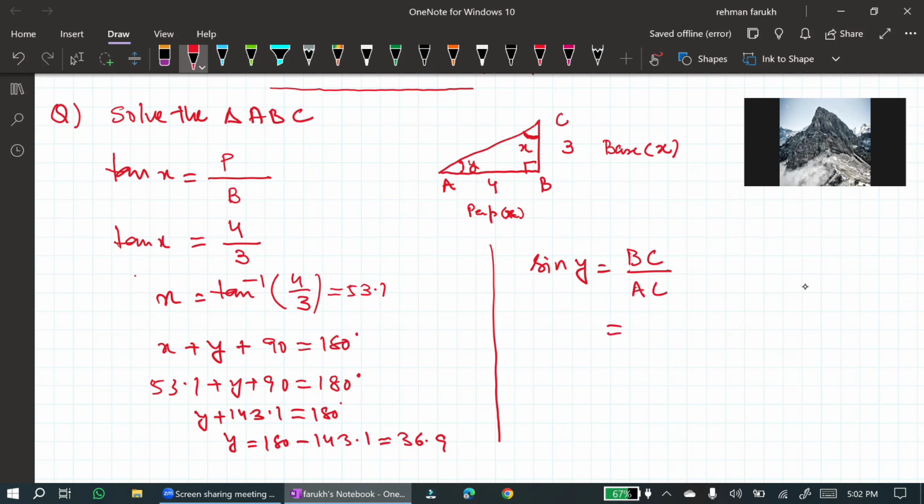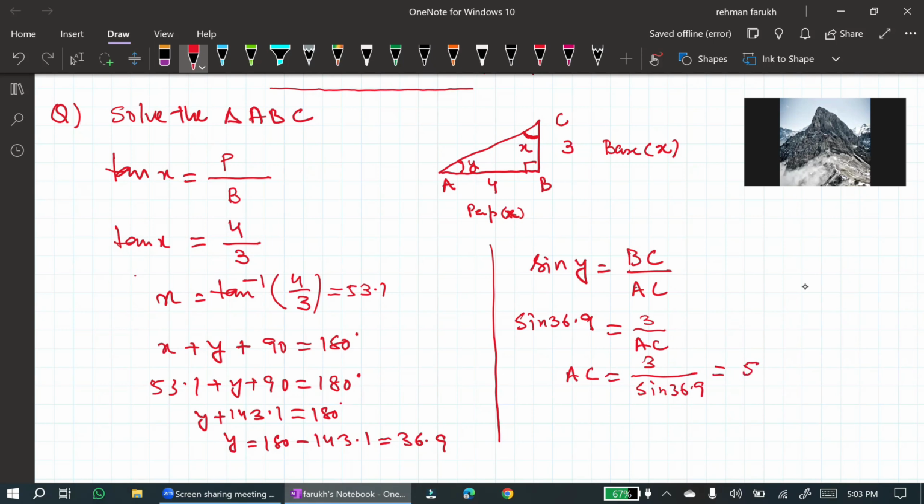Now y is 36.9. Sine 36.9 is equal to BC, which is 3, over AC. Now, using cross multiplication, AC is equal to 3 over sine 36.9. And with the help of the calculator, 3 divided by sine 36.9 is equal to 5.